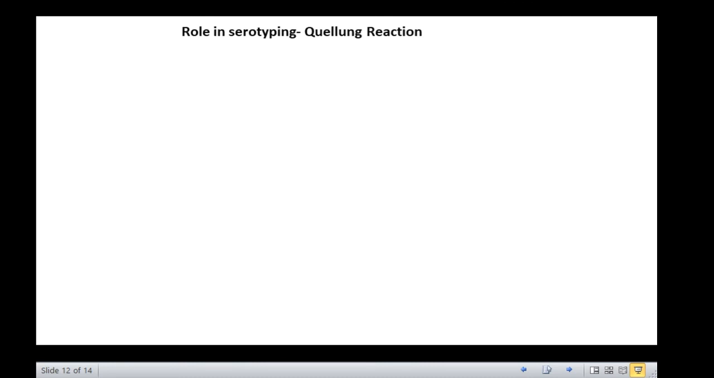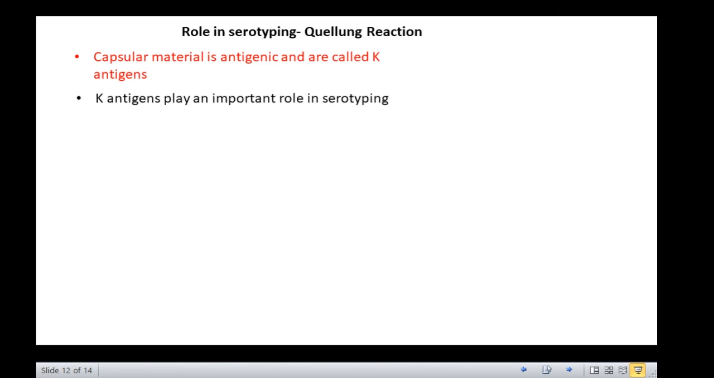Capsules have an important role in serotyping. The acidic polysaccharide antigens present in the capsule of the bacteria are called K antigens. K for capsule, which is German for capsule. A total of 103 K antigens have been recognized. These antigens play an important role in serotyping.